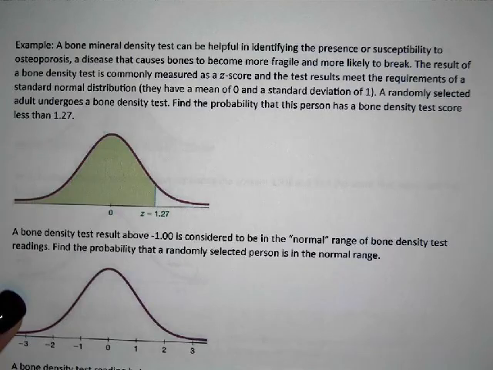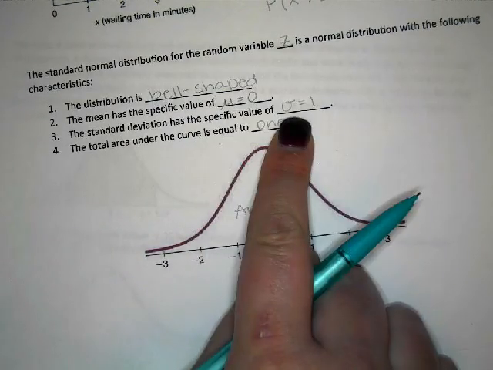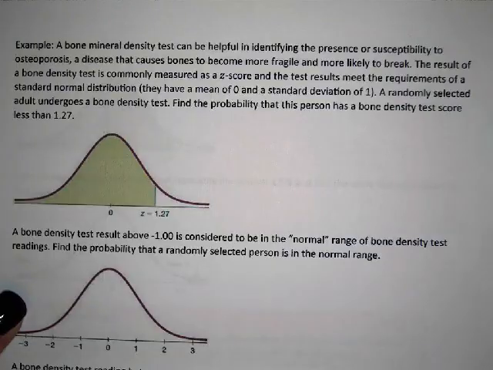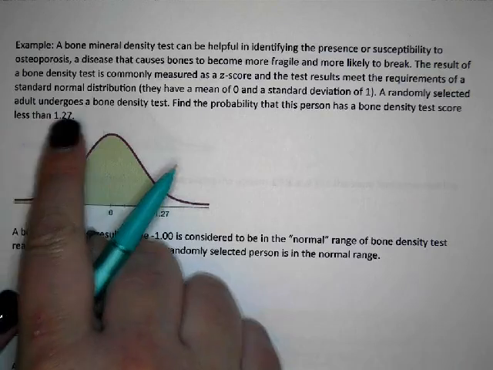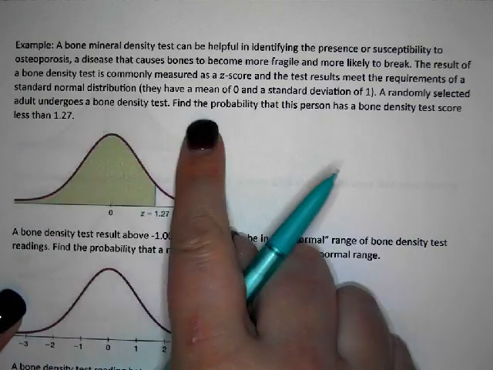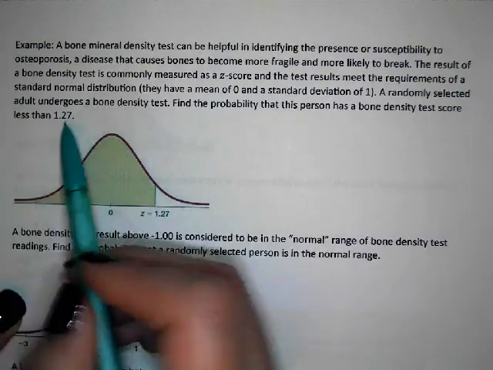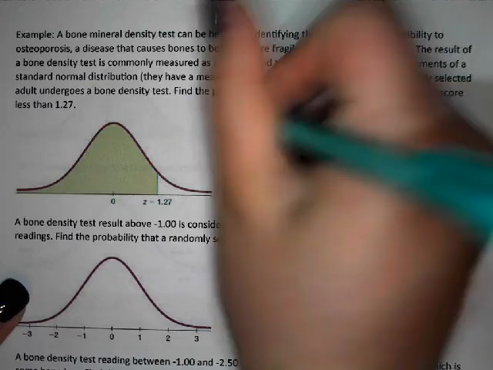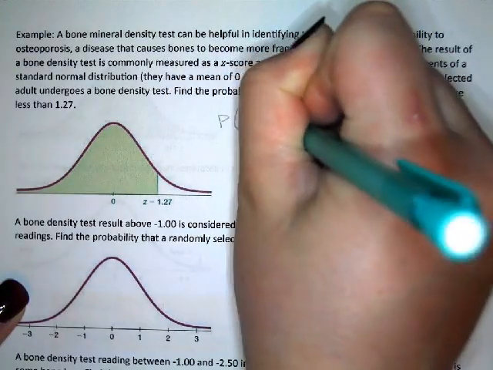And those requirements are what we just said. Bell-shaped, the mean is 0, the standard deviation is 1. We know the area under the curve is going to be 1. That's how probabilities work. A randomly selected adult undergoes a bone density test. Find the probability that this person has a bone density test score less than 1.27. So that means find the probability that this person has a z-score less than 1.27.